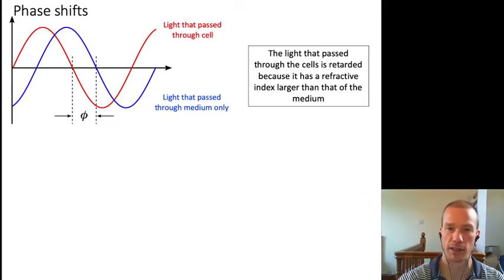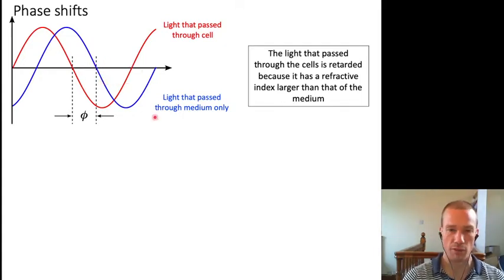So in this video, we're going to talk about how a phase contrast microscope works. In the last video, we saw how light which passes through cells can become retarded relative to the light which passes through the media only around those cells. That typically gets delayed by phi equals pi over 2.